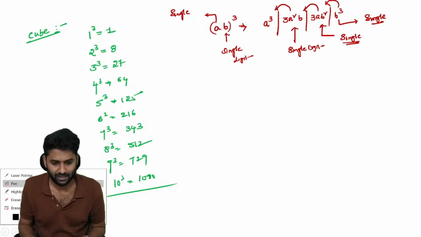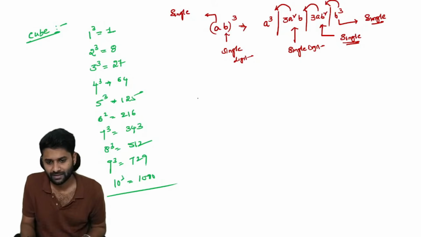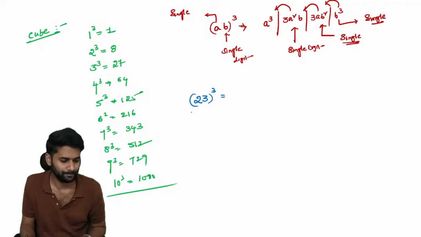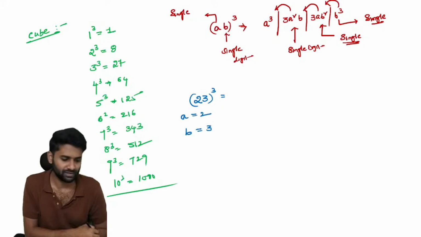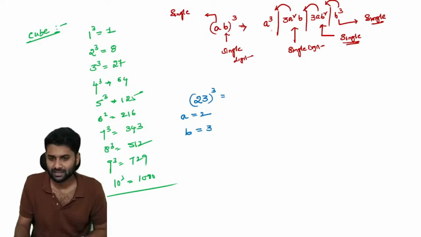So remember this format. Let me help you out. Let us take this number for better understanding: 23 cube. So in this case, consider a value is equal to 2 and b value is equal to 3. Now, I told you clearly, whatever the value of a cube, write down the same. So 2 cube is 8.